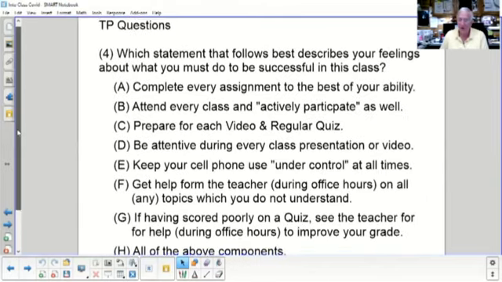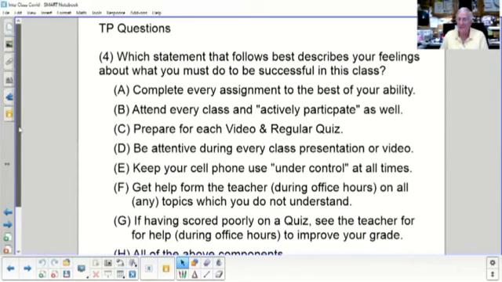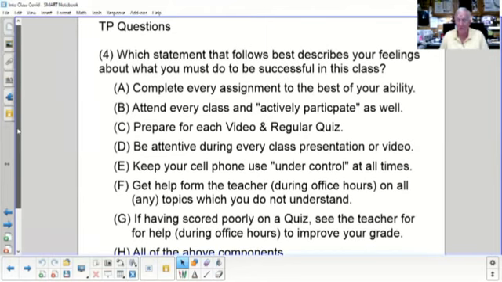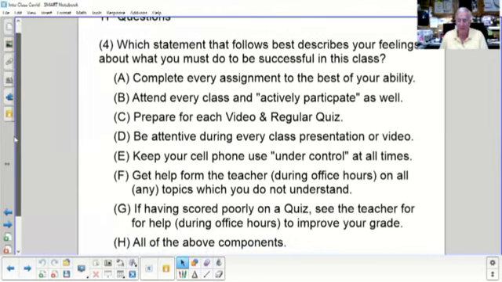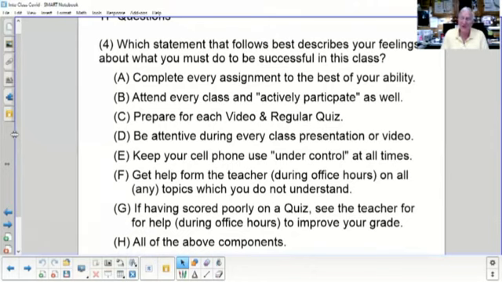All right, 4. Which statement that follows best describes your feelings about what you must do to be successful in this crazy math class taught by Mr. Kelly, Math 103? Complete every assignment to the best of your ability. Attend, that means watch all the videos and actively participate in them as well, okay, by watching carefully and thinking about what's being presented. Prepare for each video and regular quiz.